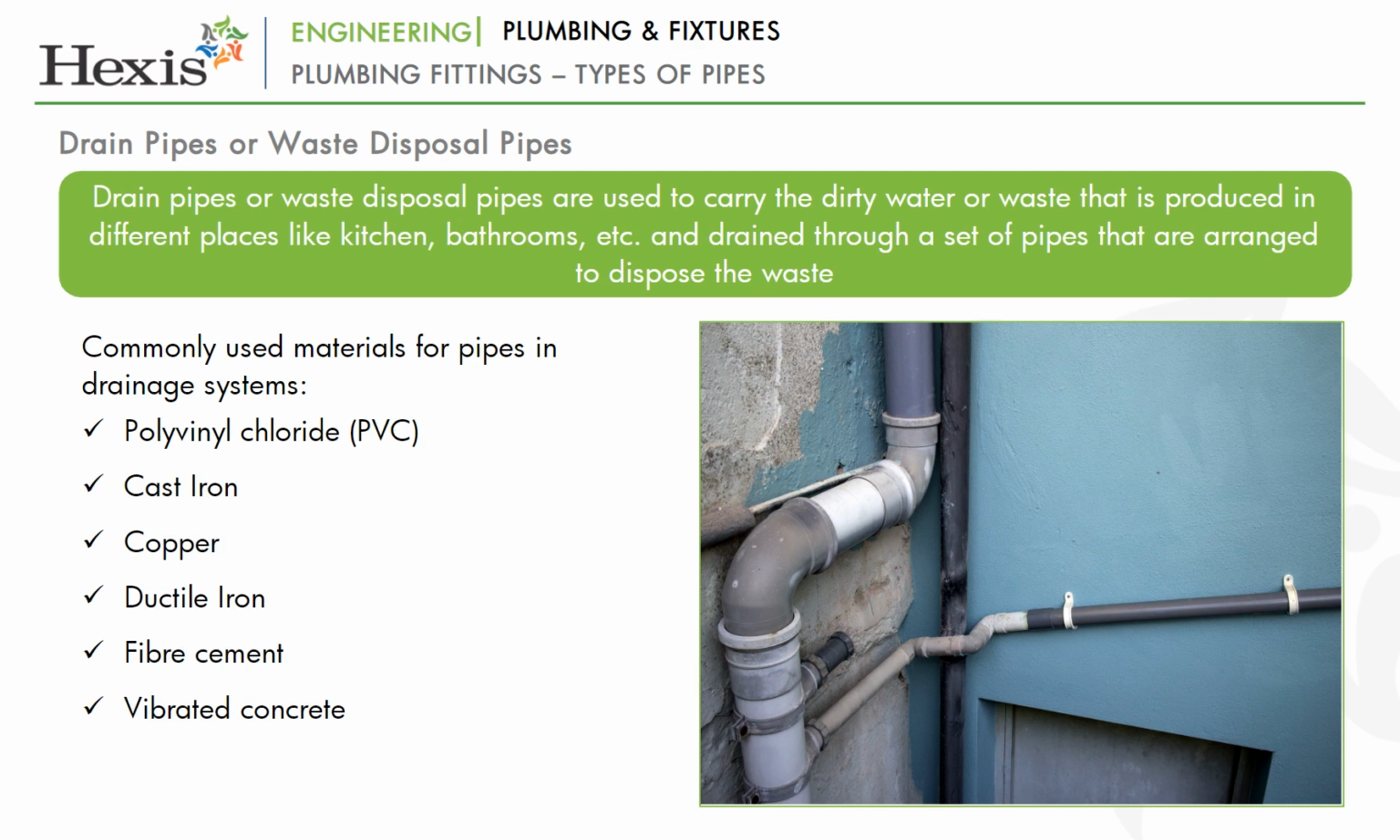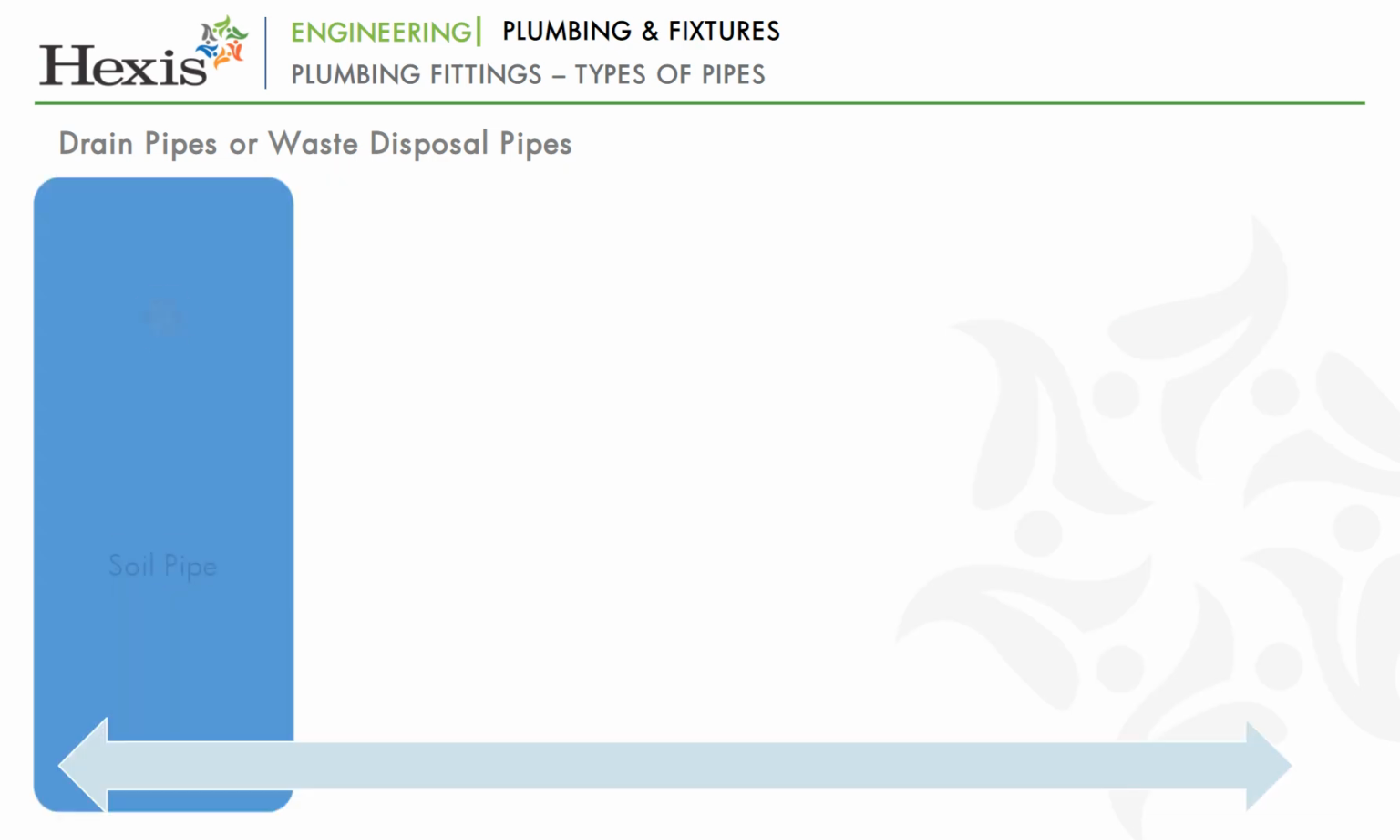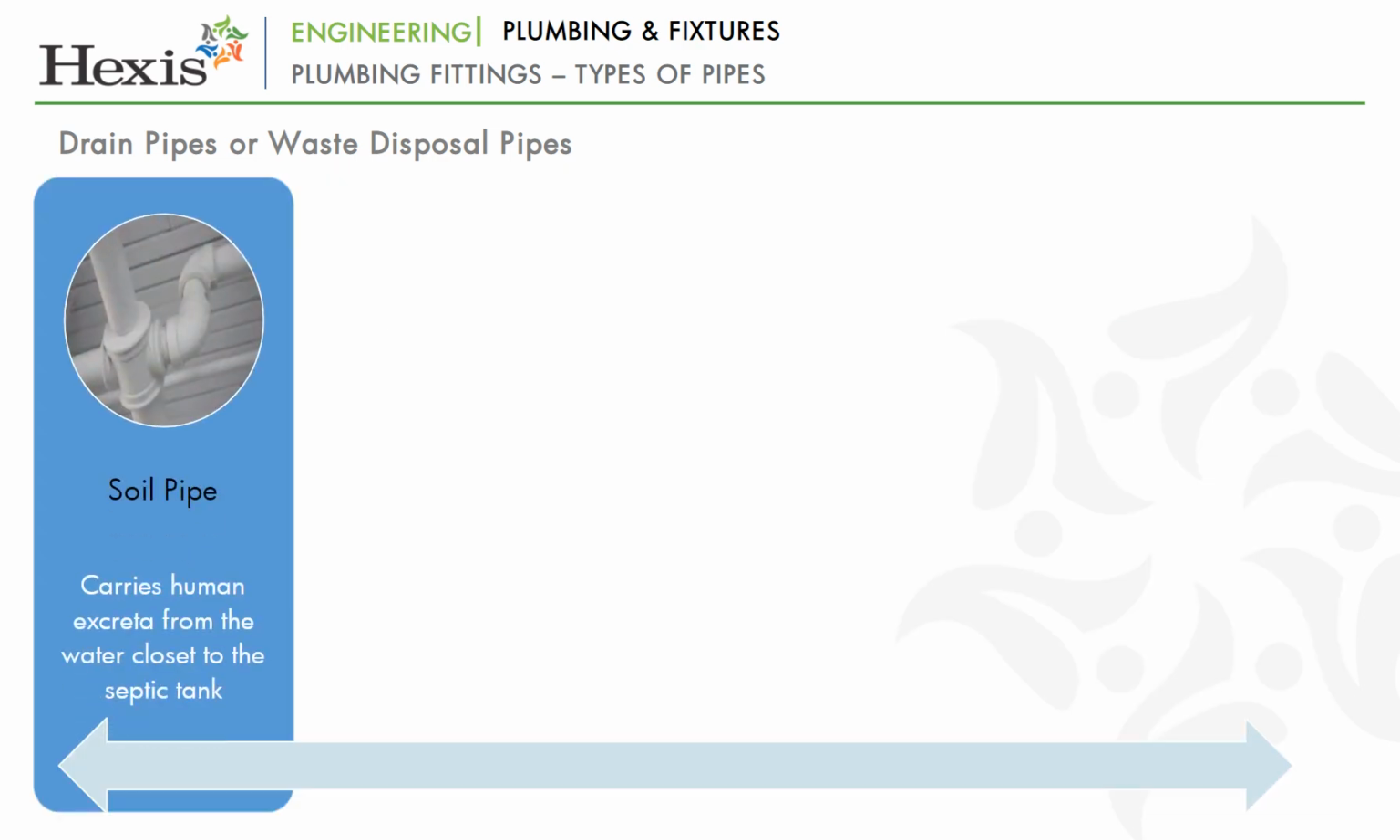The various types of waste water pipes are classified as follows. Soil pipe. It is placed parallel to the waste pipe. A soil pipe is used to carry human excreta from the water closet to the septic tank. It is not connected to any other pipe except the vent pipe, also called soil stack.